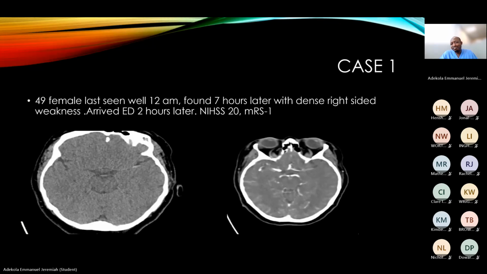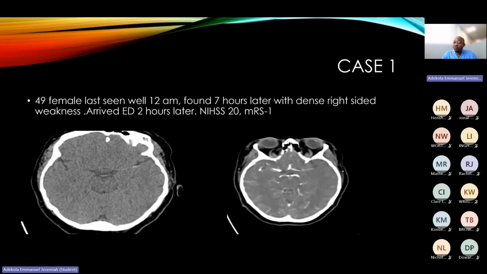So going forward, we'll look at 3 cases of patients who had CT perfusion. The first one is a 49-year-old female, last seen well at about 12 a.m. and she woke up the next day with dense right-sided weakness, and NIHSS was 20.